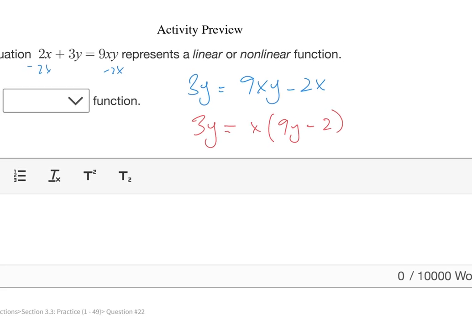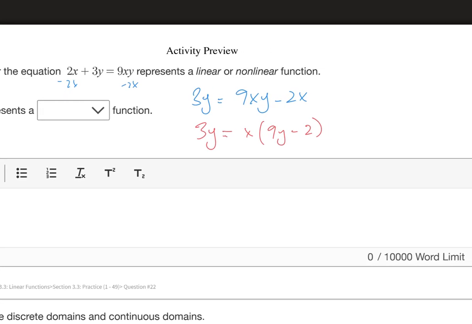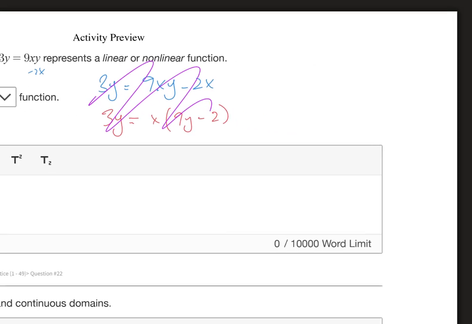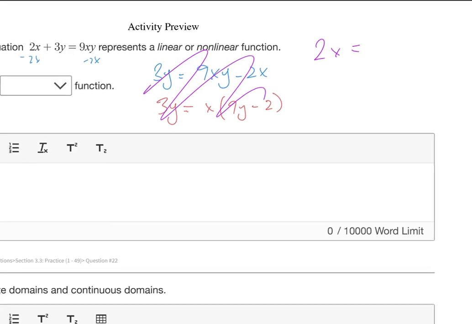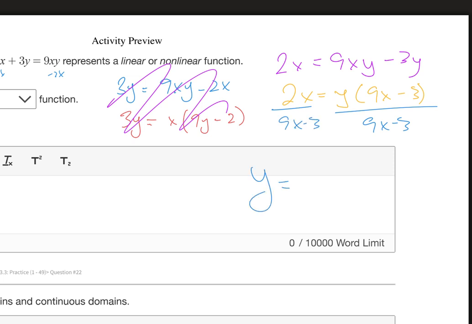I actually want to get y by itself. So maybe I'll start over, right? Why don't I instead move the 3y over? So 2x equals 9xy minus 3y. And then when I factor out the y, I get 9x minus 3. I can divide both sides by 9x minus 3, and I get y equals 2x over 9x minus 3.